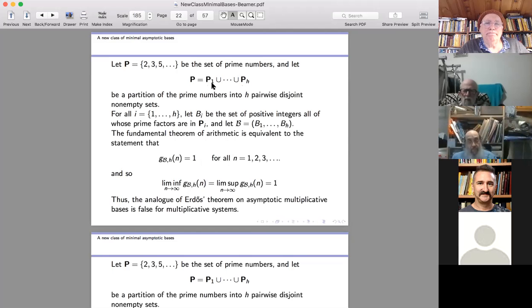Notice that 1 is in each of these sets, because every prime factor of 1 is in P_1 and P_2 and so forth. So the fundamental theorem of arithmetic says that for this multiplicative system, the representation function is equal to 1 for all n. And so the lim inf is 1 and the lim sup is not infinity. The lim sup is also 1. So the analog of Erdős's theorem on asymptotic multiplicative bases is false for these multiplicative systems.